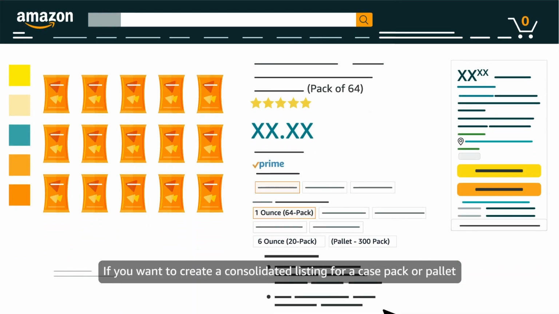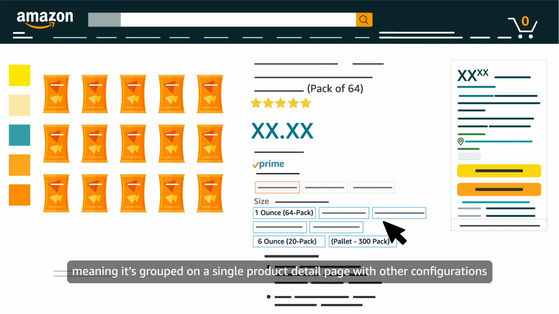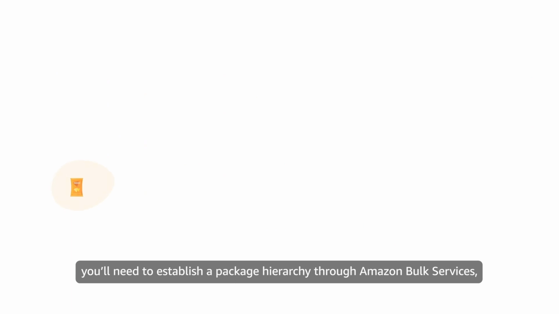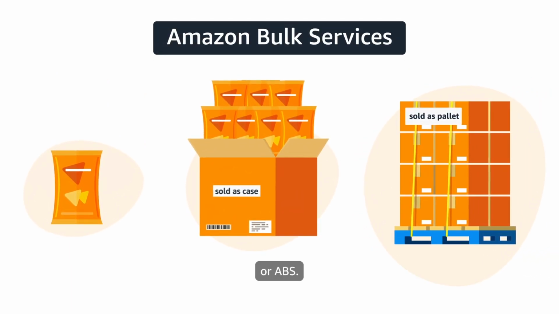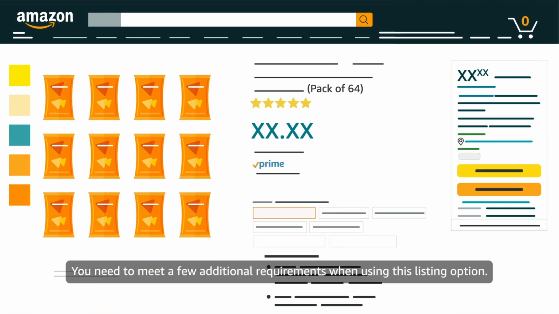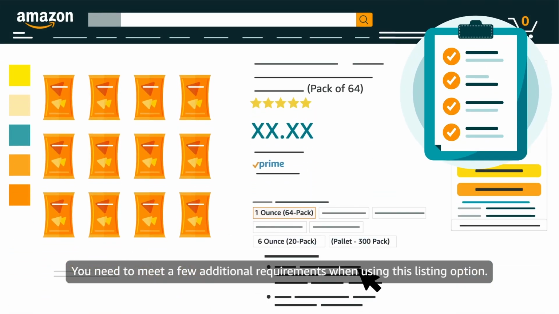So if you want to create a consolidated listing for a case pack or pallet, meaning it's grouped on a single product detail page with other configurations, you'll need to establish a package hierarchy through Amazon Bulk Services or ABS. You need to meet a few additional requirements when using this listing option.